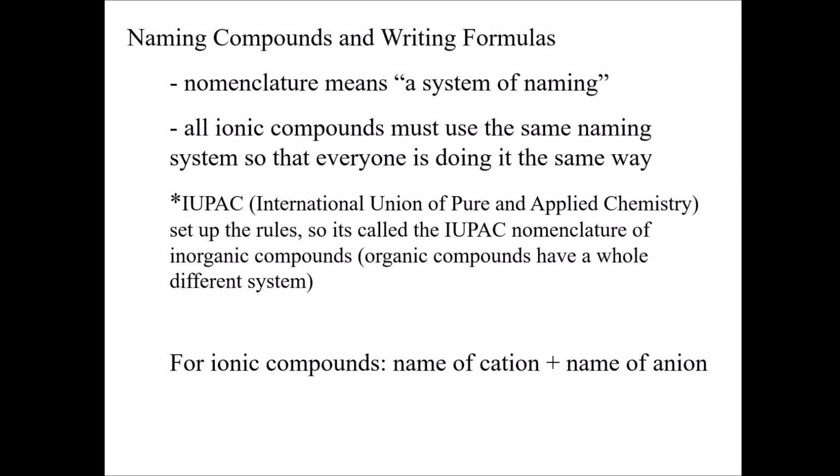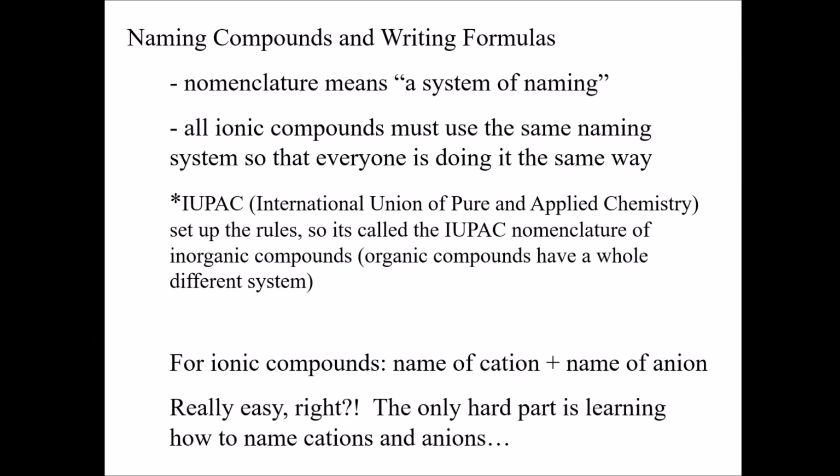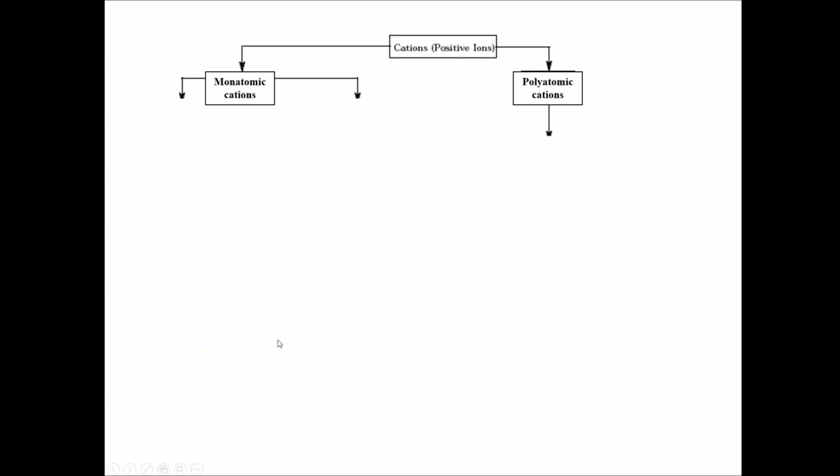You always start with the cation, that's the positive name, and then you end with the name of the anion, the negative. Right, so there's always two names. It is pretty easy because it only has two names. The only hard part is you have to learn how to name the cations and the anions. So we're going to go through how to name the cations and the anions. And then I'm going to give you some hints as to how we're going to make this easy. Okay, because we're going to make this relatively easy for everybody in here.